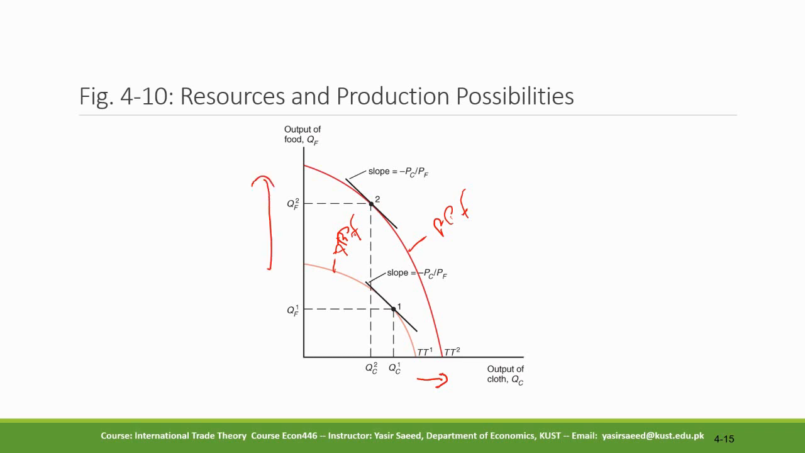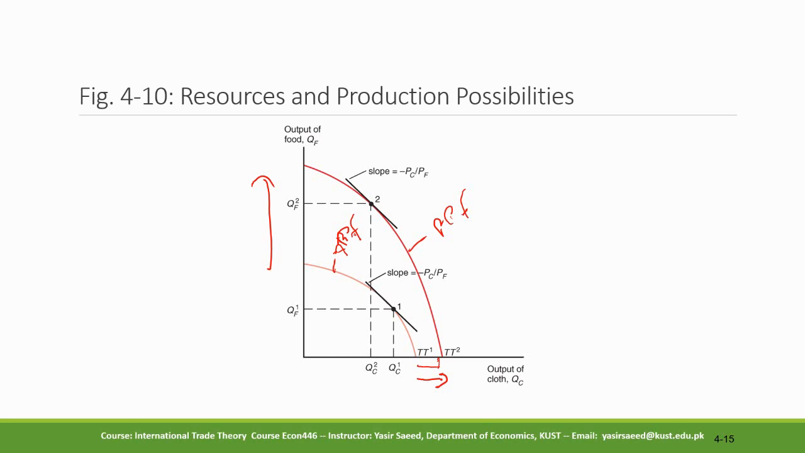Why is this so? Again, this is because of the factor intensity. Food is land intensive, so when we have increased land, we have more output in the food sector. And since cloth is labor intensive, an increase in land will not increase the overall production possibility in the cloth sector by that much amount. So in the cloth sector we have a smaller increase, and in the food sector we have a higher increase. But this increase does not show what we are going to produce.